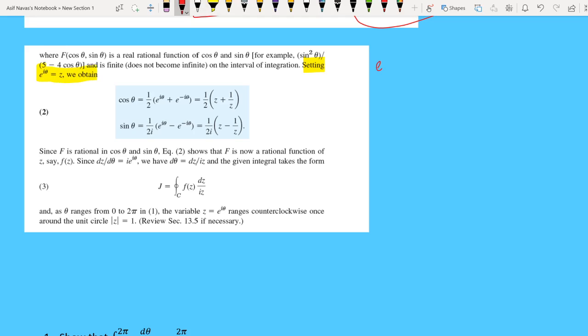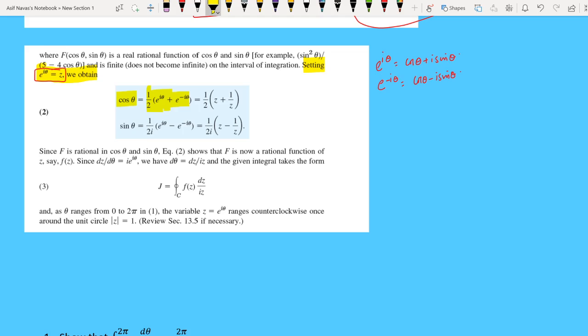Then what do you know about e power i theta? It is cos theta plus i sin theta, and you know that e raised to minus i theta is equal to cos theta minus i sin theta. So we suppose that z equal to e power i theta. Then what will be cos theta? Cos theta is equal to e power i theta plus e power minus i theta divided by 2. If you add these and divide by 2, you will get cos theta.